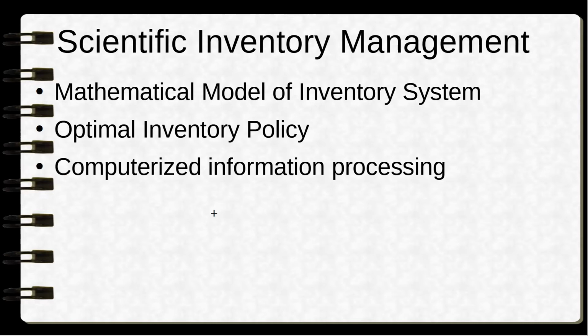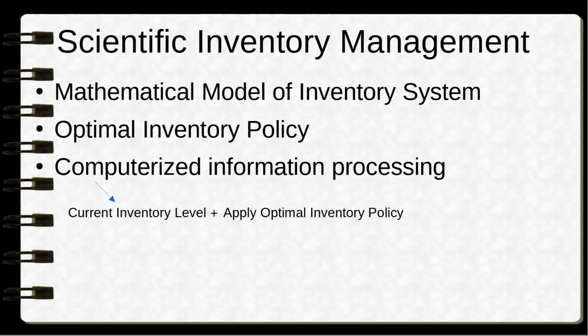After that, you also put in place a computerized information system that processes how much the inventory level is at any time. That is, the current inventory level is always known, because the inventory position is tracked. So what do we do after that? We take the current inventory level and we apply the optimal inventory policy to that. From that, we signal when and how we want to replenish the inventory.